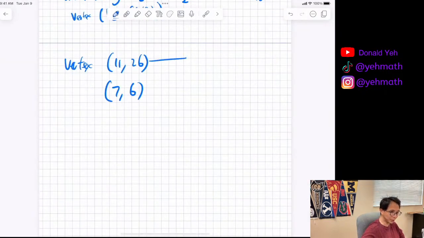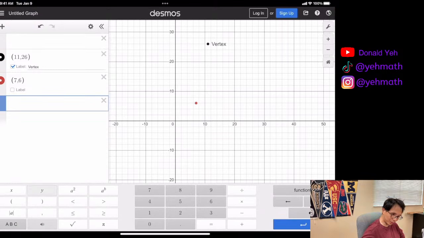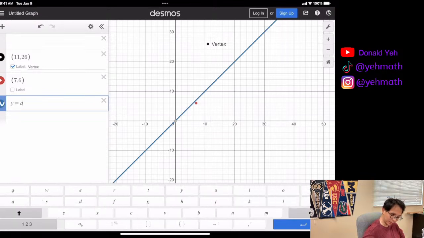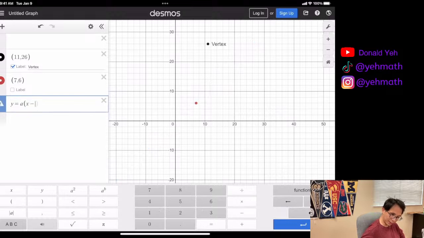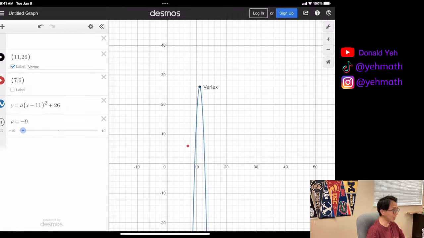Use the vertex form because you already have the vertex, right? So can I just do a times x minus 11 squared plus 26? Does that make sense? Now I'm going to say y equals a times (x minus 11) squared plus 26, and we're going to solve for a. So now we have a vertex going this way, right? This vertex can be any sort of way, there are infinite possibilities, but there's only one possibility that goes through the red dot.